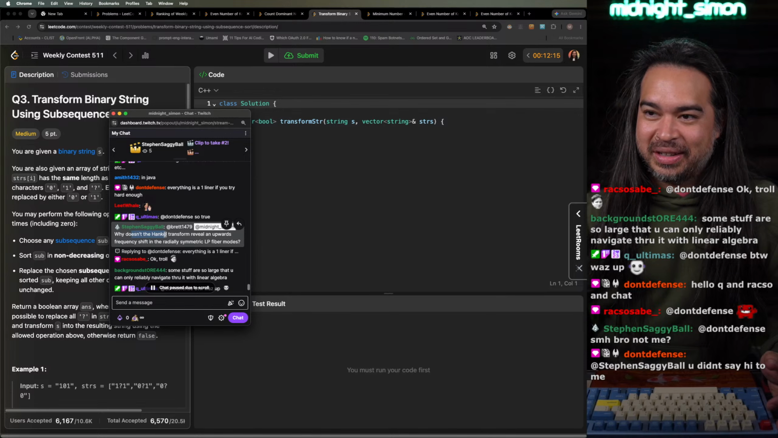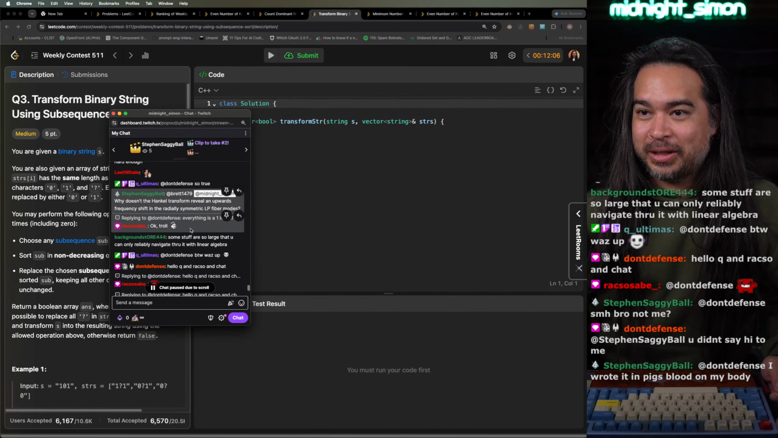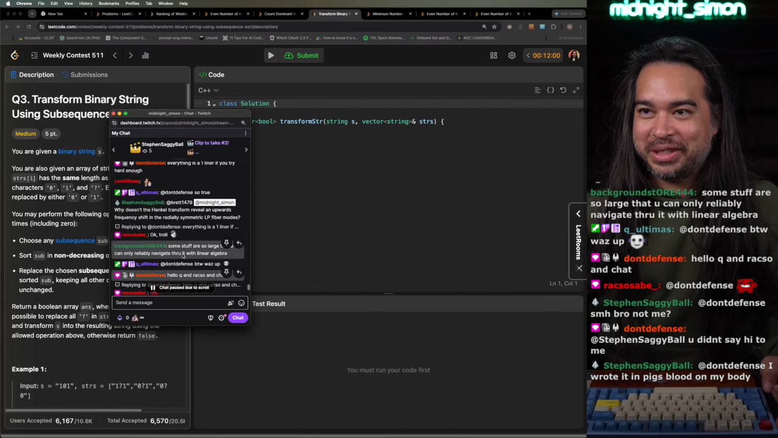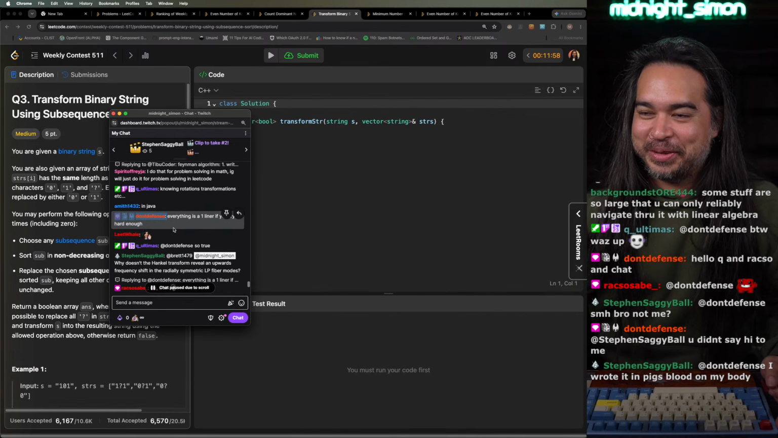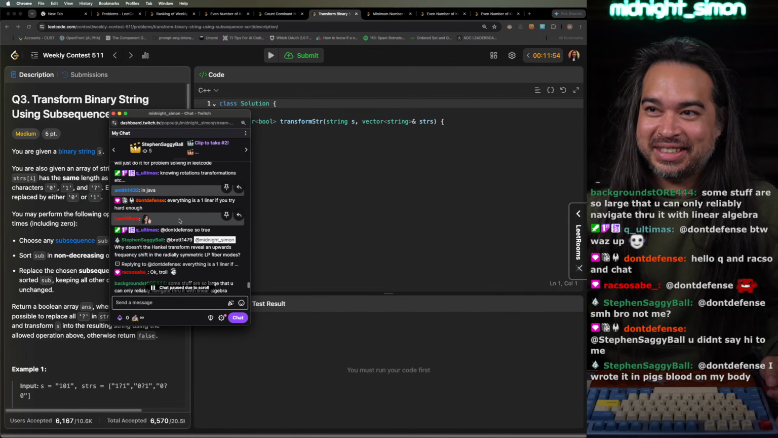Why doesn't the Hankel transform reveal an upwards frequency shift? What are you talking about, man? Some stuff is so large that you can only reliably navigate through it with linear algebra. Yeah, don't defense. What's poppin'? Everything is a one-liner if you try hard enough. I see.